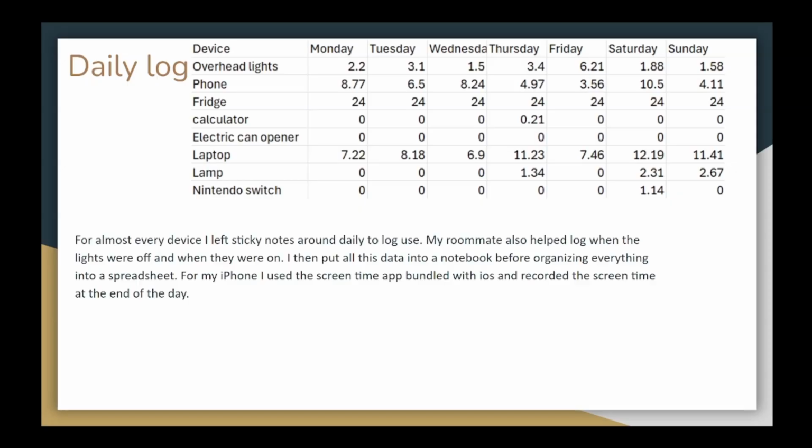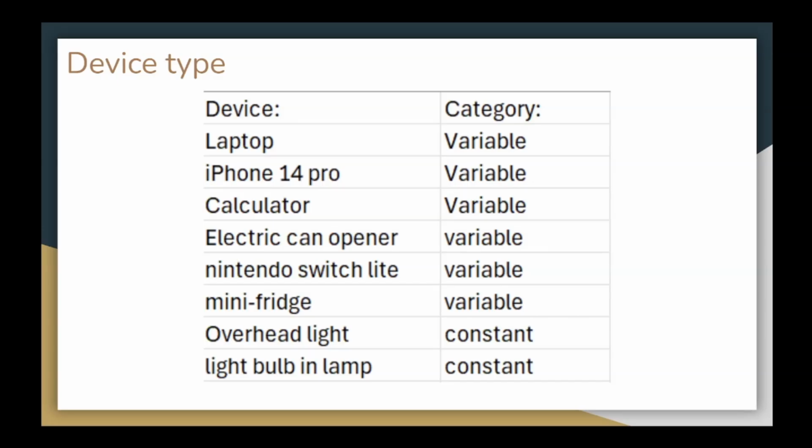For almost every device, I left sticky notes around daily to log use. My roommate also helped log when the lights were off and when they're on. I then put all this data into a notebook before organizing everything into a spreadsheet. For my iPhone, I use the Screen Time app bundle for iOS and record the screen time at the end of the day. Device type: I had a lot of variable devices, and I only had two constants, but I made sure to at least have more than one.